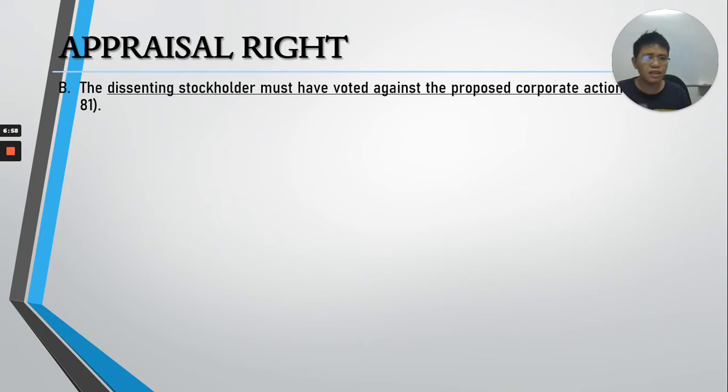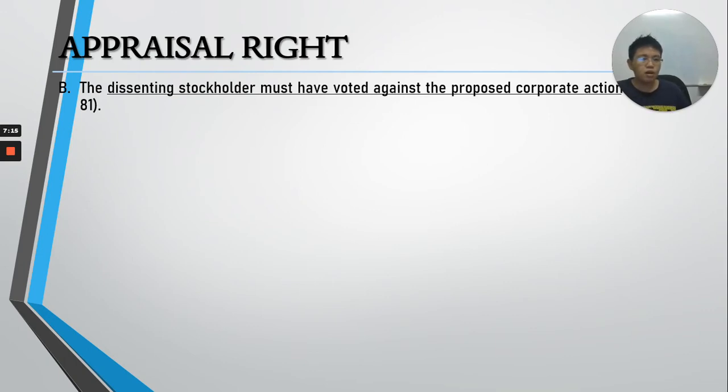So obviously, the dissenting stockholders voted against. They don't want the corporate action. They don't want the merger. They don't want extending or shortening the corporate term. They don't want the amendment which will restrict the rights, etc. They don't want it. That is why they are dissenting.